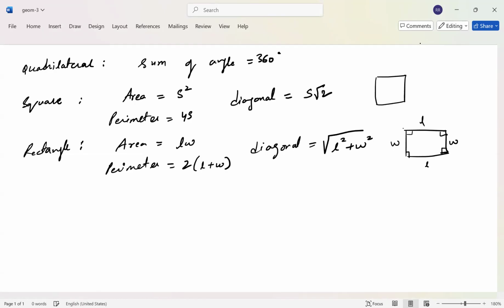Square, all sides are equal, all angles are also equal. So this would be S, S, S, S.